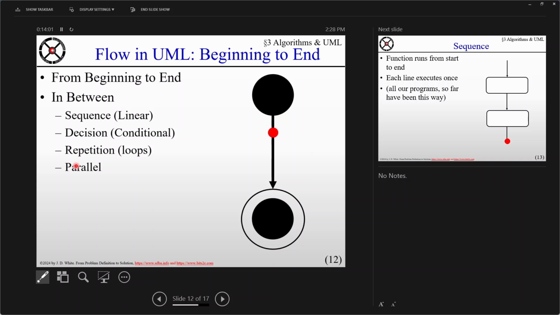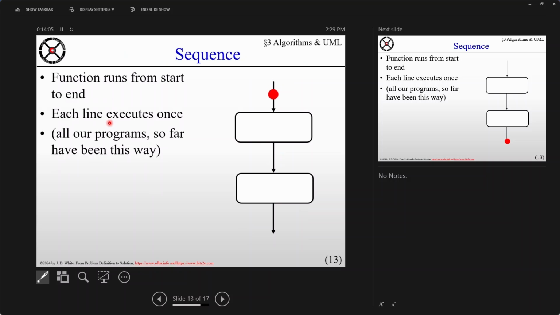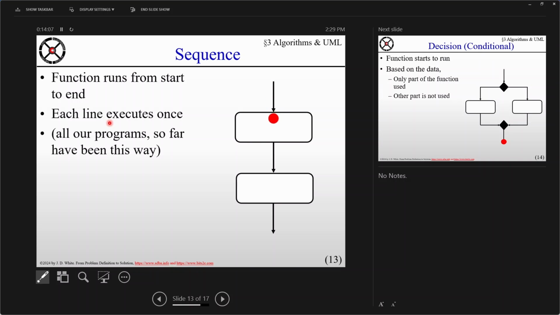Let's look at how we illustrate each of these now. So for sequence, the function starts from the very beginning and goes to the very end of the sequence. Each line basically executes once. It does not repeat. It just starts at the beginning and goes straight through. So anything we've done so far is probably going to be this way. We haven't talked too much about repetition yet.